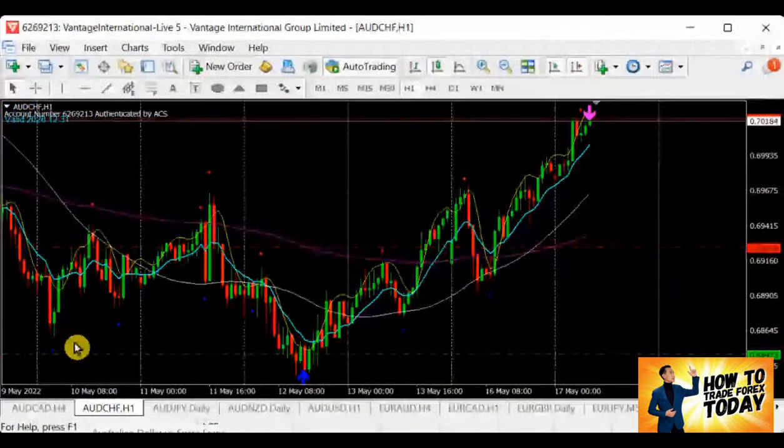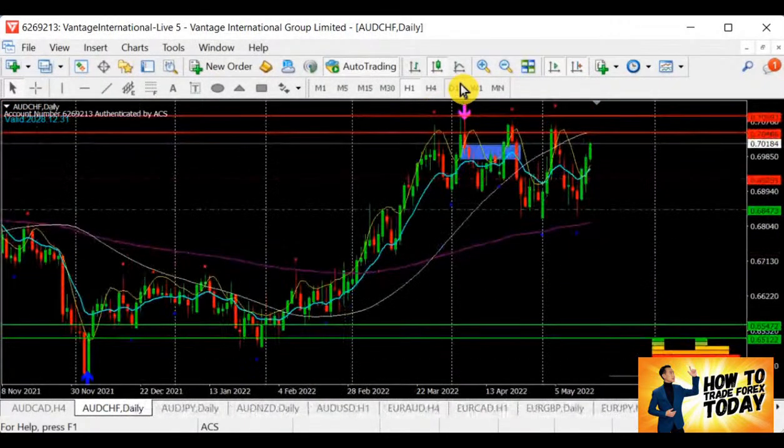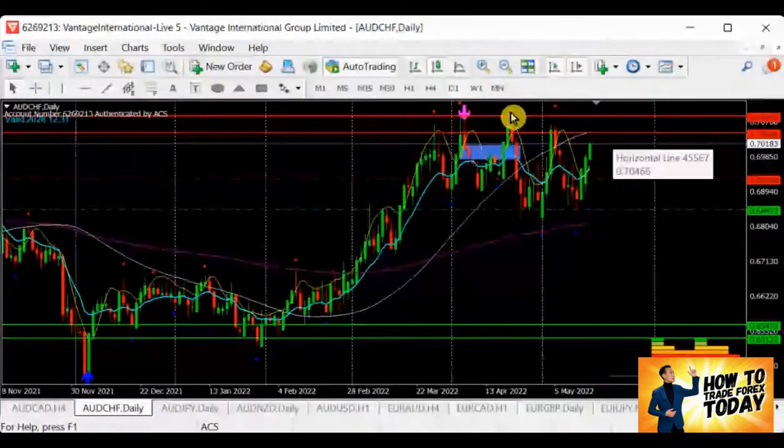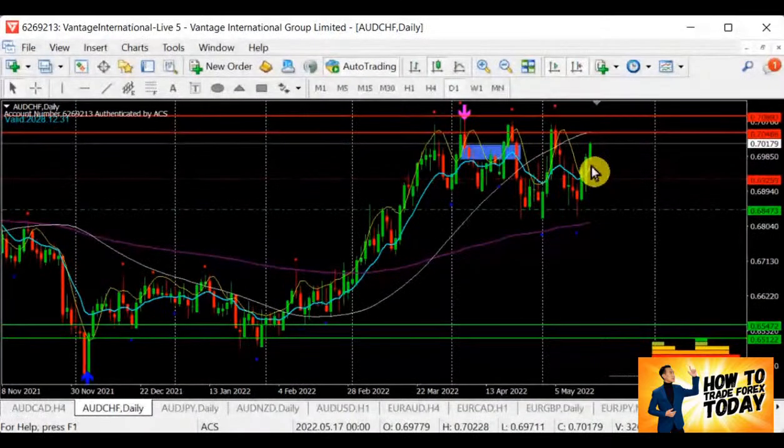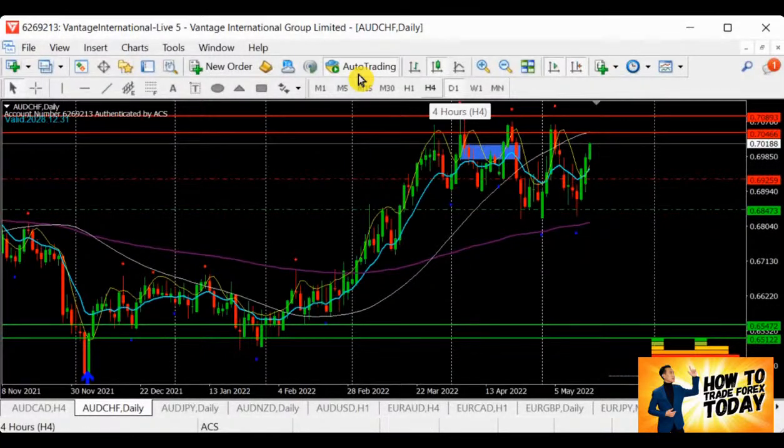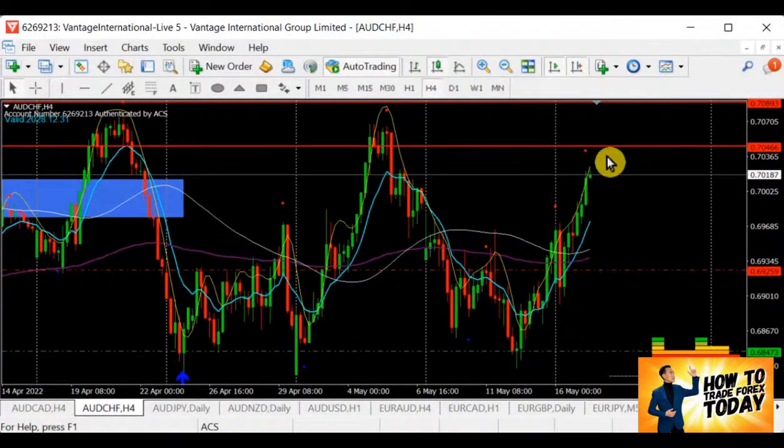Another one, Aussie Franc. Let's take a look at day one. Aussie Franc is now retracing upwards once again to retest the bear zone, and this is really not the time for us to sell. As you can see, Aussie is going quite strong right now, going to test the bear zone, so sellers have to stay away. The buying signal is very strong.